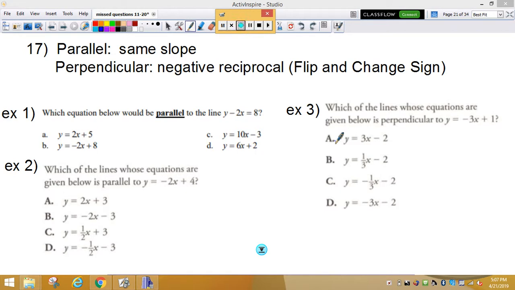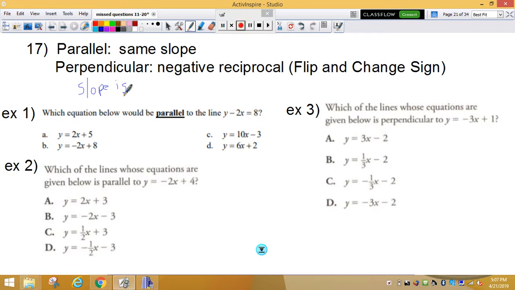If you miss number 17, I want you to pause it and write down the notes. Then I want you to write down each question. All right, hopefully you have it all written down. So parallel means they have the same slope. Perpendicular means you flip it and change the sign. I want you to write this in your notes.